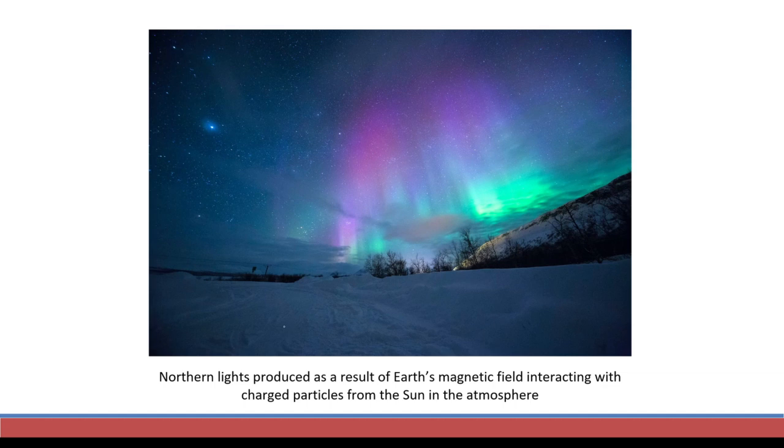And famously, our northern lights are produced as a result of Earth's magnetic field interacting with the charged particles from the sun in our atmosphere. And so they're reacting with charged ionized particles. And so that's going to be everything for today.